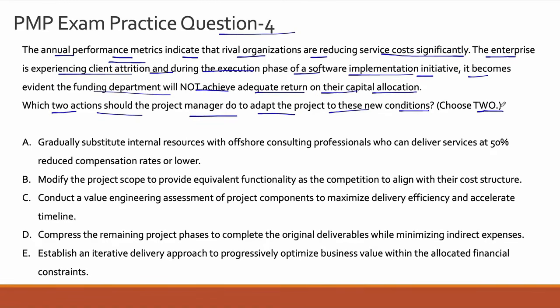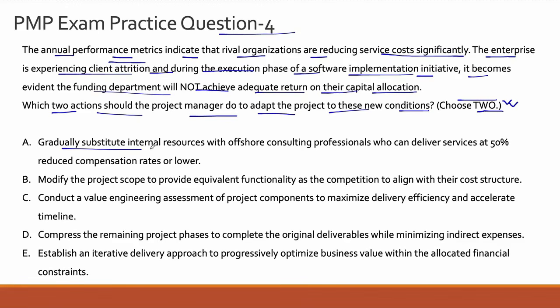And you have to choose 2 options. So in your PMP exam, for these kind of questions, you will always be provided with the number of options you need to choose from the 5 or 6 options, or let's say 4 options that will be provided to you. Okay. Right. So let's start evaluating the options one by one.